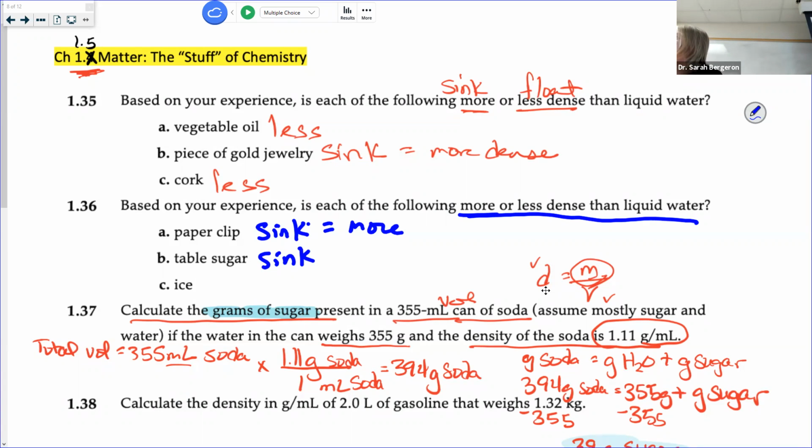So what does sugar do? Sinks. So it is more or less dense? More. How about ice? It will float, so it must be less. I know that y'all see that every single day, right? You have a glass of water with ice. But y'all have no idea how unbelievable that is. Most substances, when you go from a liquid form to a solid form, become more dense. Water becomes less dense. Only substance to do that.